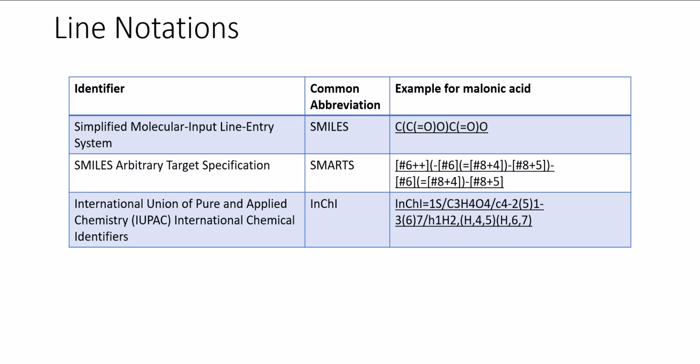We'll begin with searching with line notations. PubChem recognizes many line notations like the ones visible on the screen. These include Simplified Molecular Input Line Entry System, or SMILES identifiers, SMILES Arbitrary Target Specification, or SMARTS identifiers, and the International Union of Pure and Applied Chemistry, IUPAC, International Chemical Identifiers, called InChI.